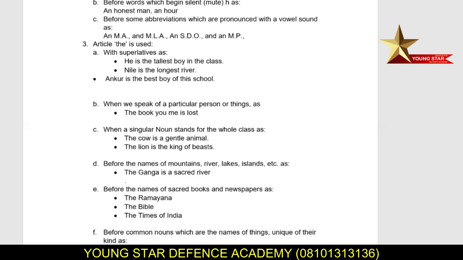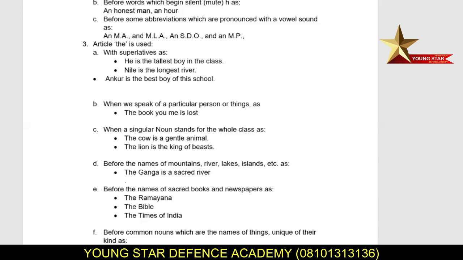Even we are using the before the names of mountains, rivers, lakes, islands, etc. We will use the before any mountain name or river name or lake name or island. Okay, we'll take an example such as the Mount Everest. In this we are talking about a particular mountain. That is Mount Everest. There is only one Mount Everest in the world. So we are talking about that particular mountain. We are not talking about any random mountain.